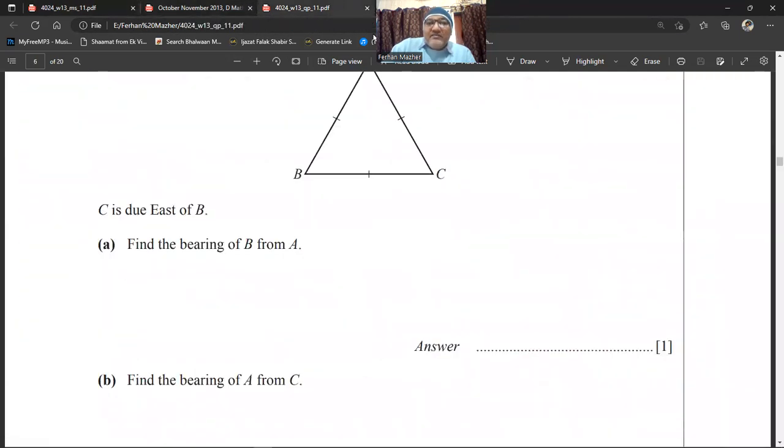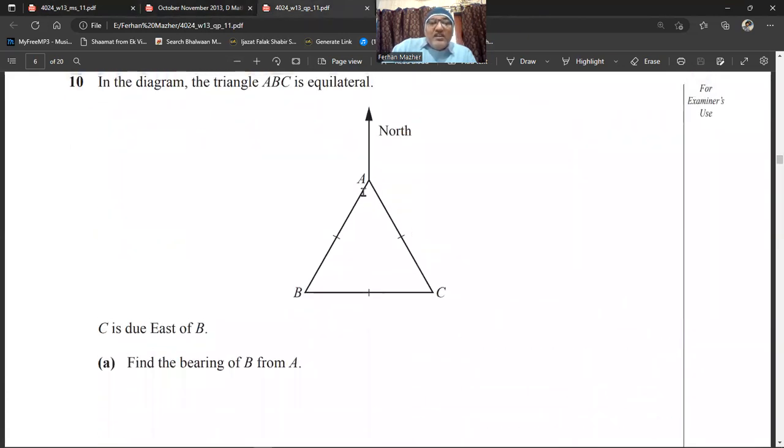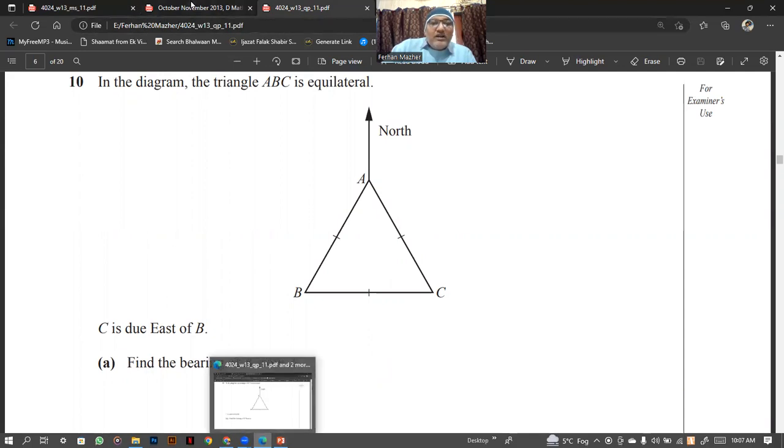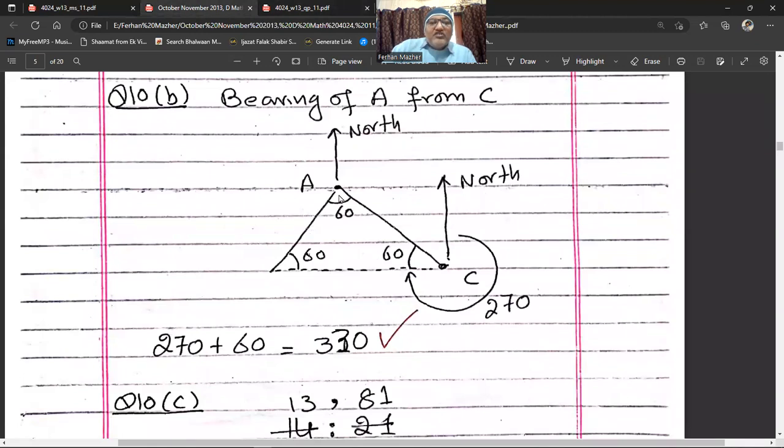I hope you understand my solution. Find the bearing of A from C. A from C. So on C, you have to draw a north. From that north, you have to go clockwise to this angle. Okay, so let me show you my solution. And that's the question. So on C, we have that north.